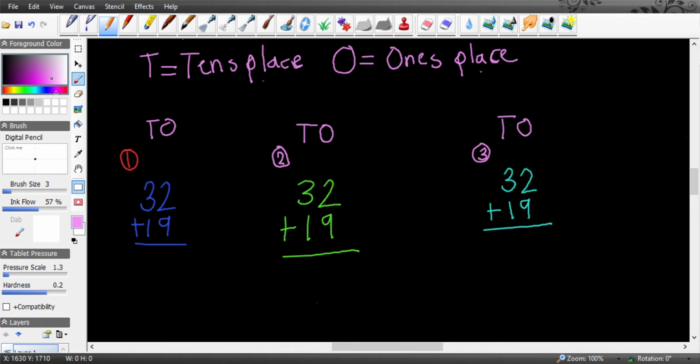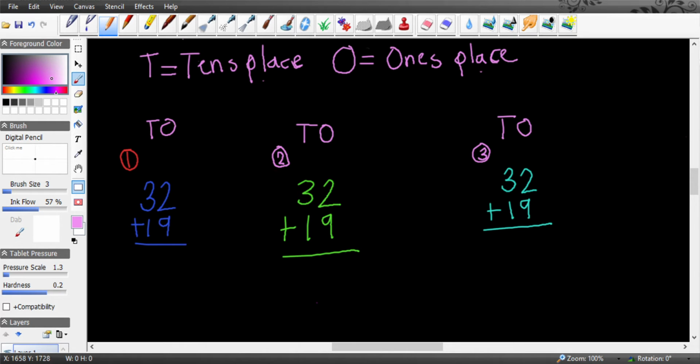The first thing that comes up for me, specifically me, is that I wonder what the T and the O mean. The T is tens place and the O is ones place. The 2 and 9 are in the ones place and 3 and 1 are in the tens place.